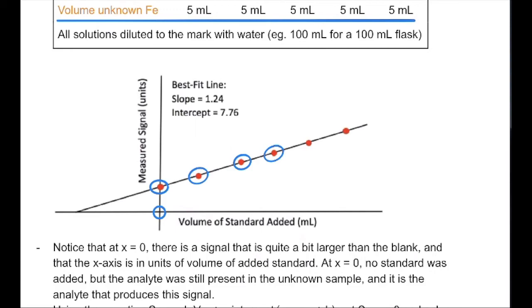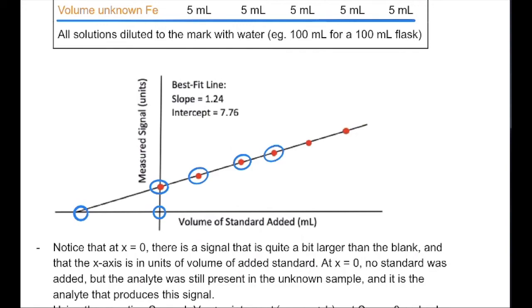And the way to deal with this type of a calibration curve when we're trying to figure out the concentration of the unknown is to first extrapolate the line backwards to a point where y equals 0, and we're going to solve the equation of the best fit line for x. So we're going to set y equals 0 and solve for x.